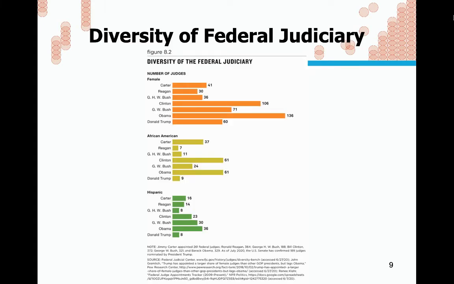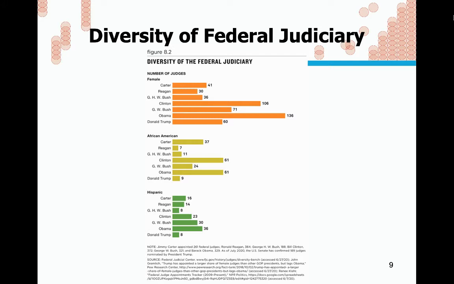Within the federal judiciary, it's important to think about diversity within the system. And here, going back to Carter, who was president when Larson was born a long time ago, we can see which presidents have nominated female judges, African-American judges, Hispanic judges. Should not surprise you, perhaps, that Clinton and Obama were ahead of the curve in most cases, although George W. Bush did nominate more Hispanic judges than Obama did.